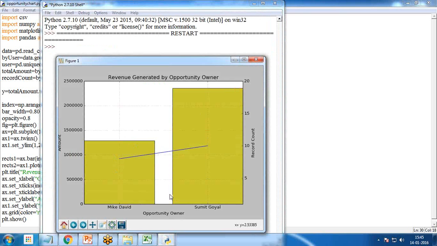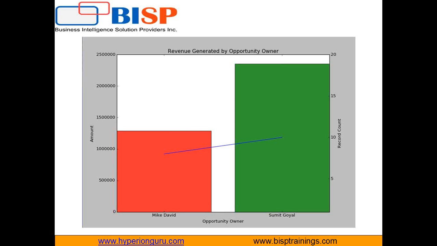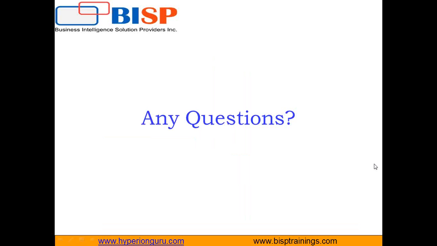So that's all in this video. So that's how we can prepare a chart for revenue generated by opportunity owner, and by using this chart, the leaders will know which owner is performing well.